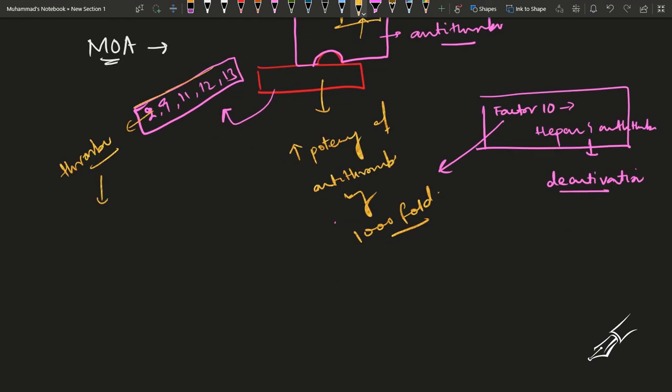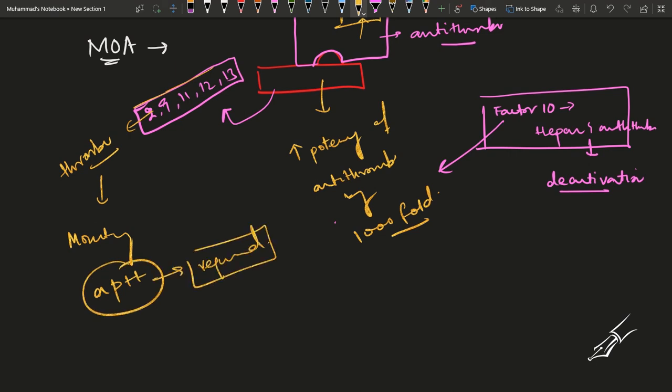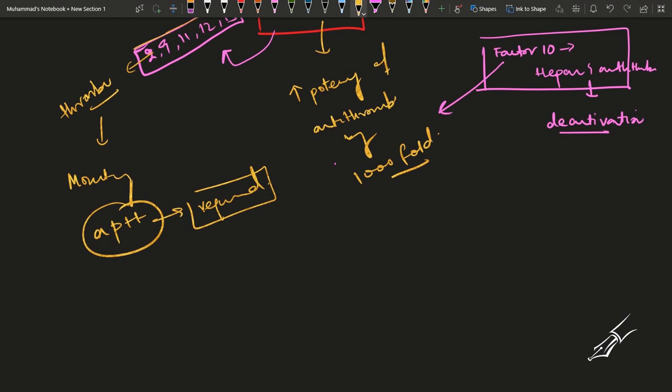So monitoring of activated partial thromboplastin time is not required, in contrast to the high molecular weight heparin, which needs the monitoring of activated partial thromboplastin time.